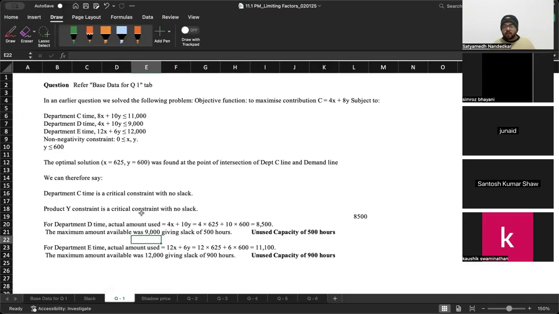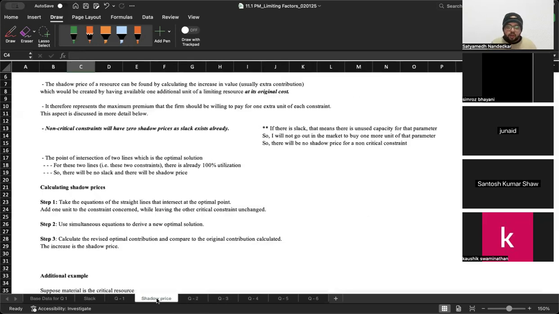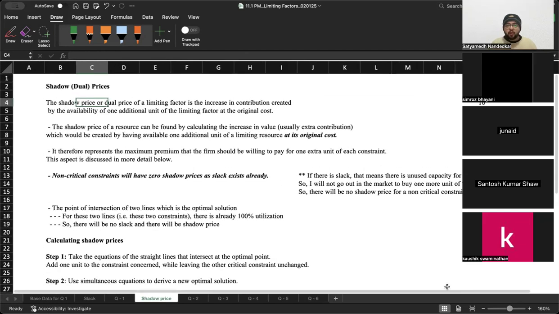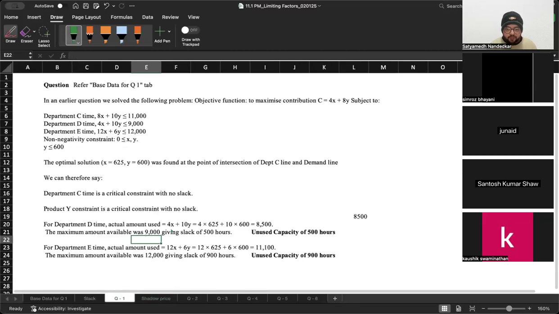Having understood the concept of what is slack, that is unutilized capacity in a variable, let's talk about the concept of shadow price. The shadow price or dual price of a limiting factor is the increase in contribution created by the availability of one additional unit of the limiting factor at the original cost, which means I have two resources which are fully used up.